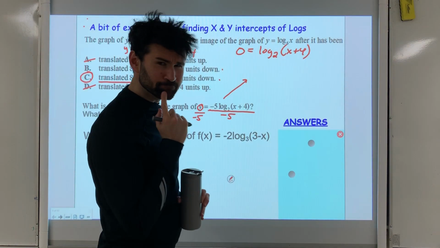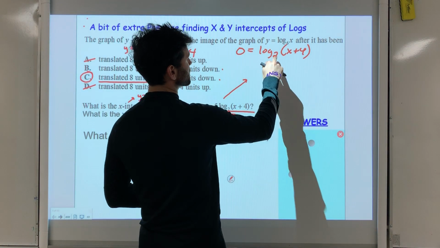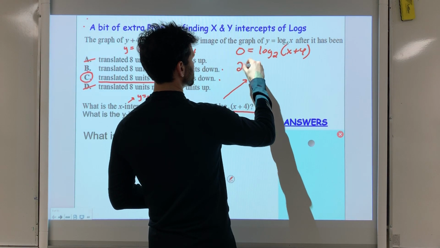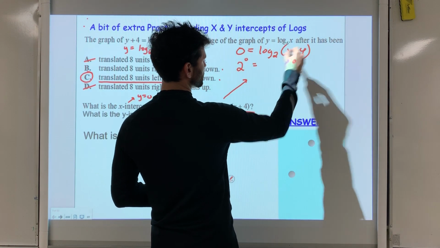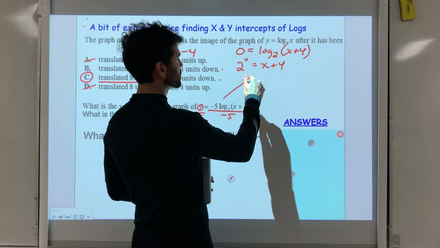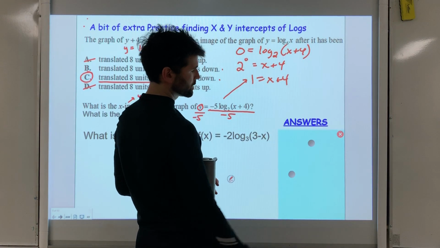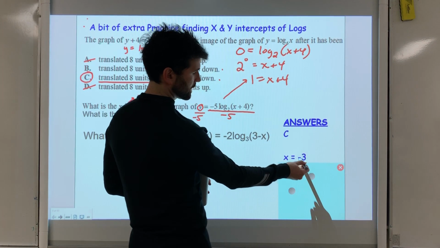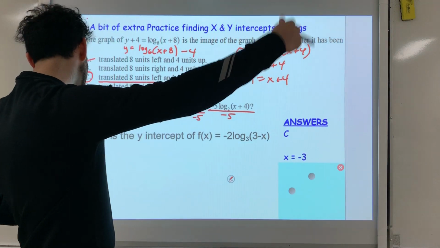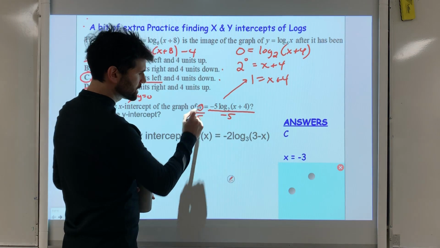Now what do we do now? Well, we can go to exponential form, right? So we can say, hey, the log base raised to the power of the answer equals the argument. Now that's a lot easier for me to solve. 2 to the 0 is 1, and then I'm just solving this equation, so I'm going to move the 4 over to the other side, and I'm going to get that x equals -3. That's easy peasy. Oh no, now they're asking me the y-intercept of this same function.